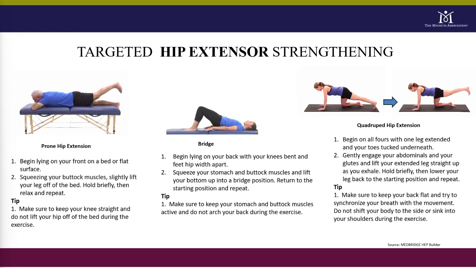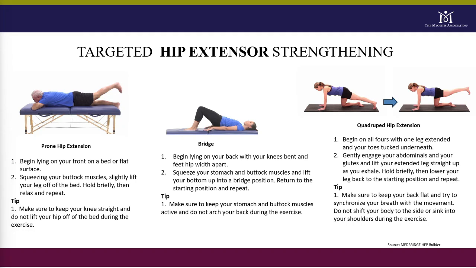Now, we're going to the hip extensor strengthening. This exercise focuses on your gluteus maximus muscle. These are the exercises that will help you to get up from the chair, to climb up stairs, to bend over to pick up things from the floor.